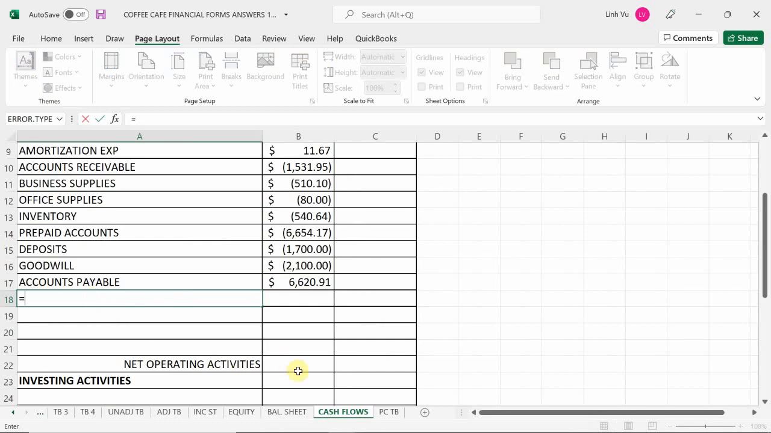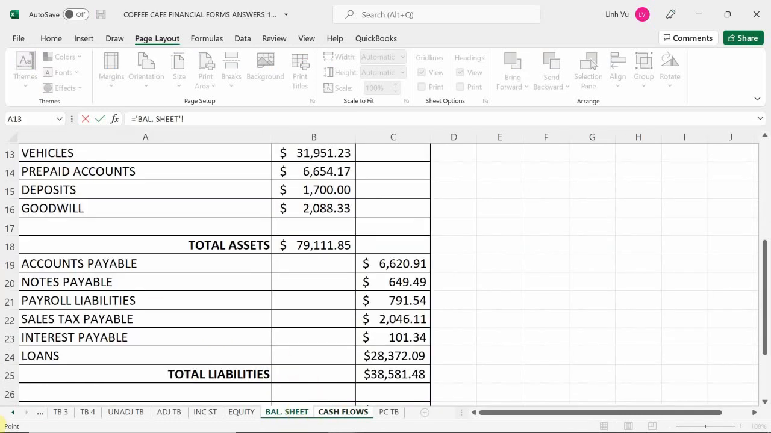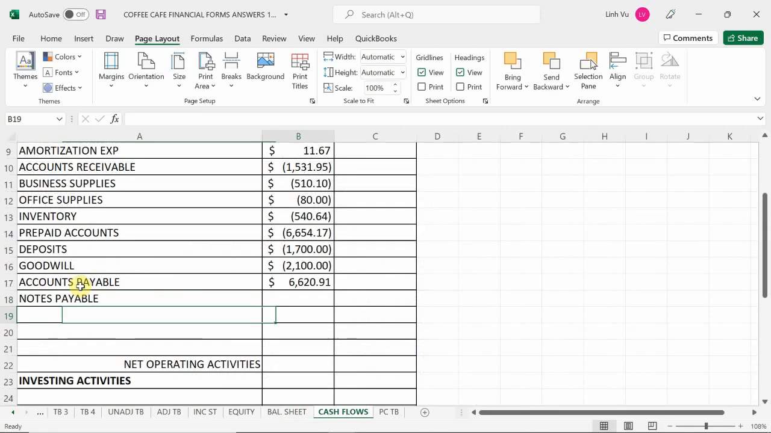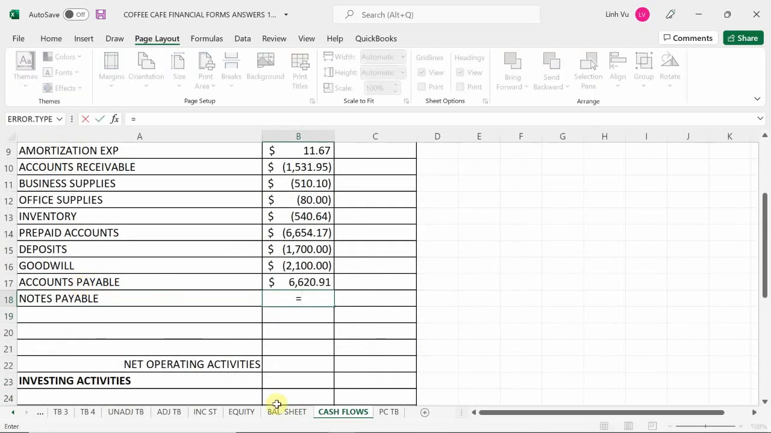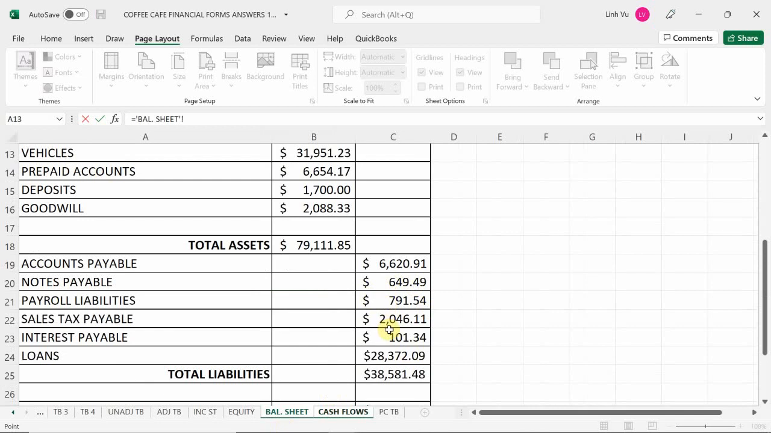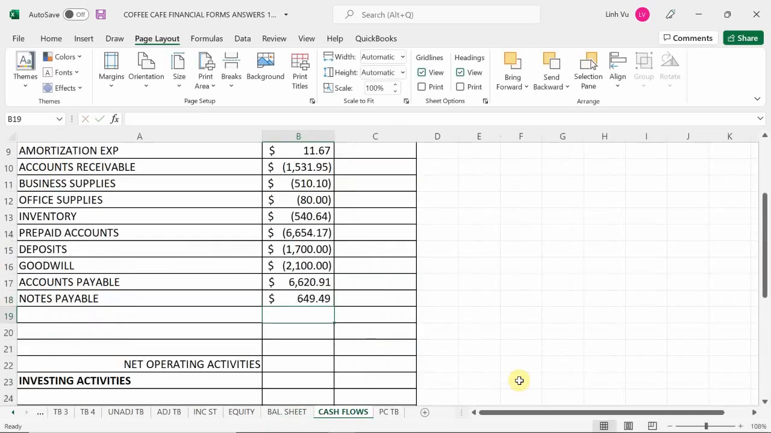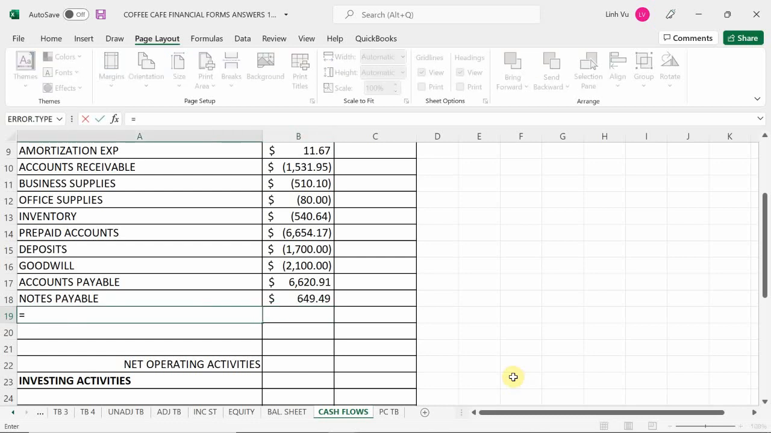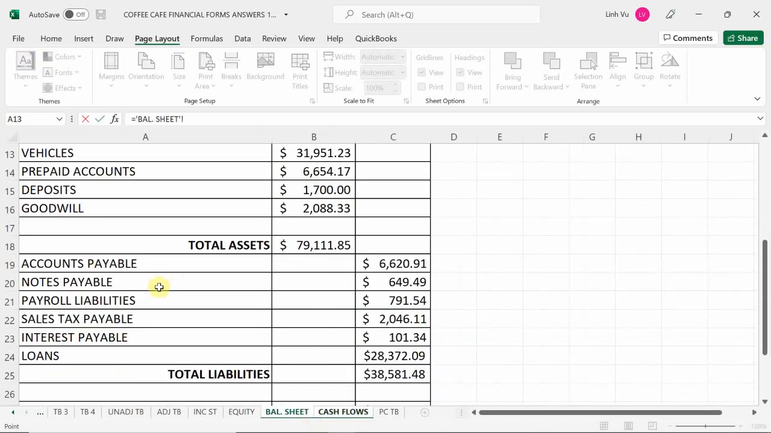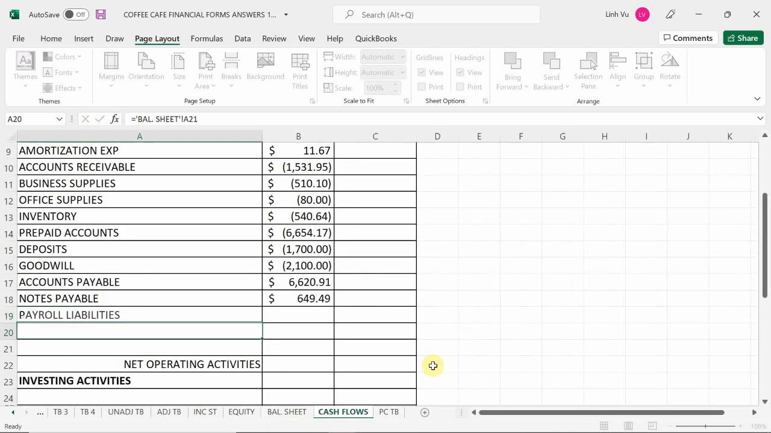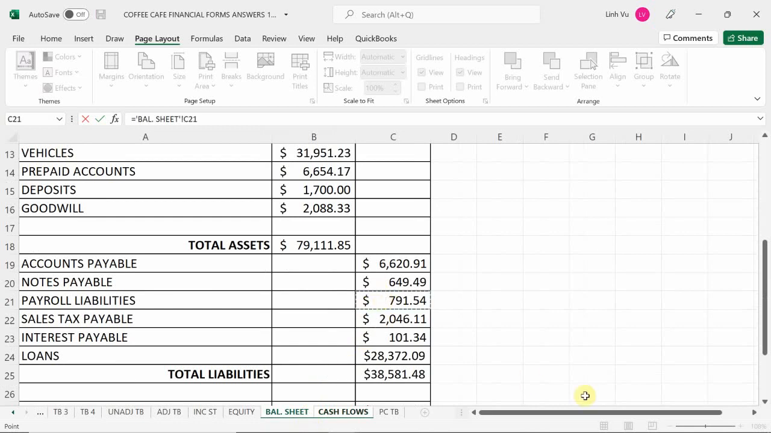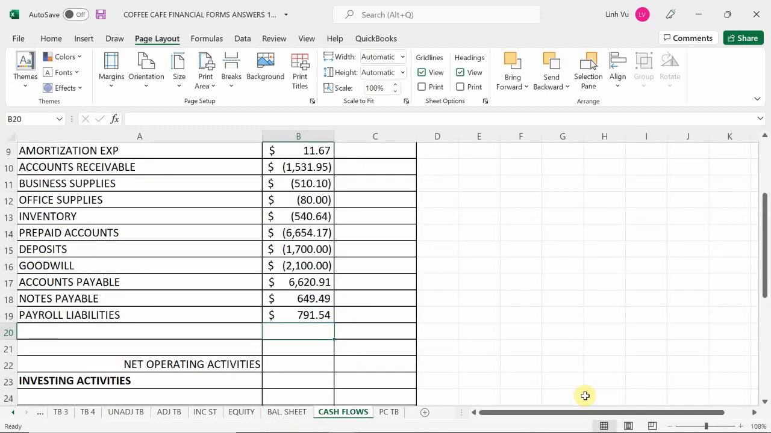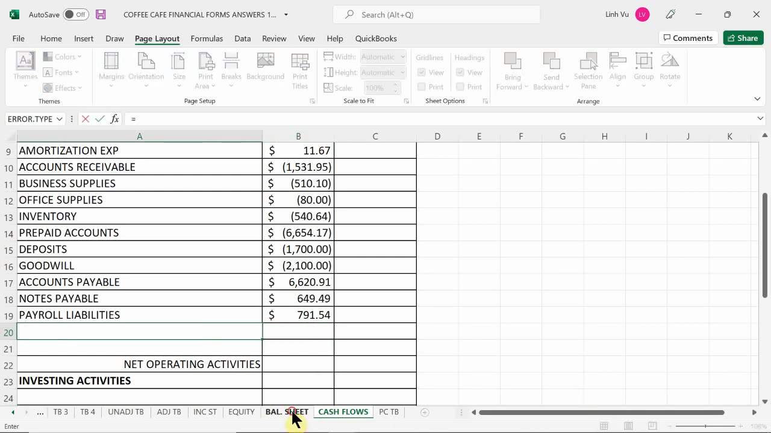Okay? All right. The next account we have is notes payable. Same ordeal here. Did I spend the 600 or did I pay off the $649.49? No, not yet. Okay? And that's going to go for all of your current liabilities. Payroll liabilities: did you pay the government yet? And your employees? No, you haven't. So that means you still have the $791.54. All right?